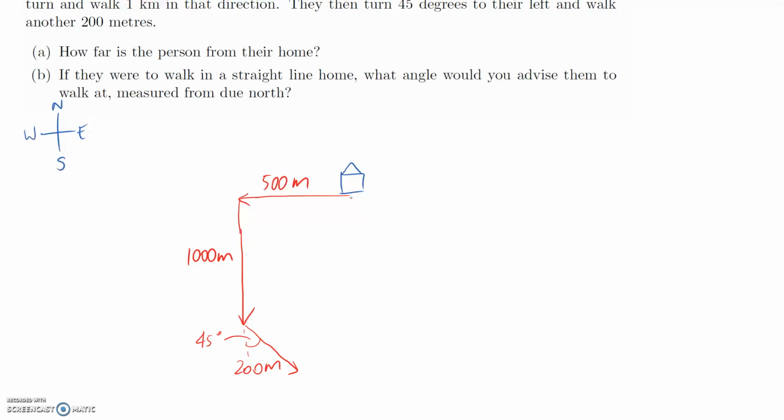Alright, so the question is asking us how far the person is from their home. So we could draw a vector for that. It's going to be where they started, all the way out until where they ended. And this is kind of like the resultant vector of adding together these three kind of displacements.